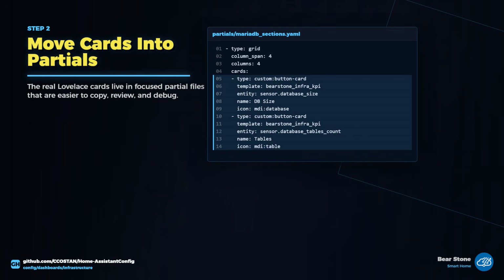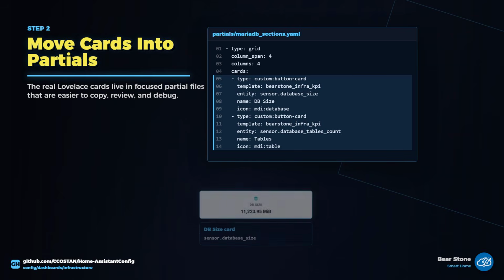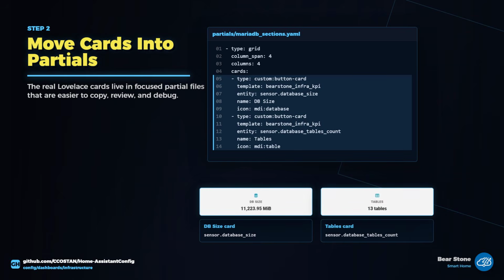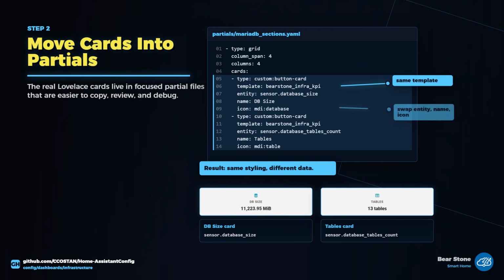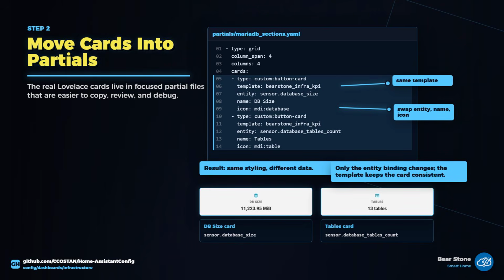Step 2. Move the real cards into partials. In the MariaDB partial, the top strip is just a grid of KPI cards. Each card uses the same template and swaps the entity, name, and icon.